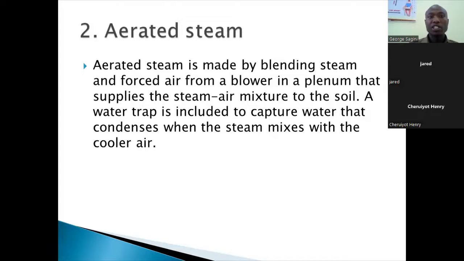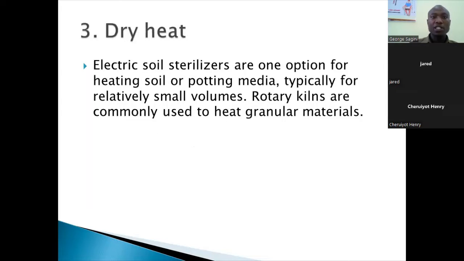The second strategy is by use of aerated steam. Aerated steam simply means sterilizing the soil by use of steam and aerated air. And lastly, dry heat. This is the use of an electric soil sterilizer to sterilize your soil. This usually uses common rotary kilns on a large scale. However, on a small scale, you may heat soil even in a pan to sterilize that soil. That will also be referred to as dry heat.